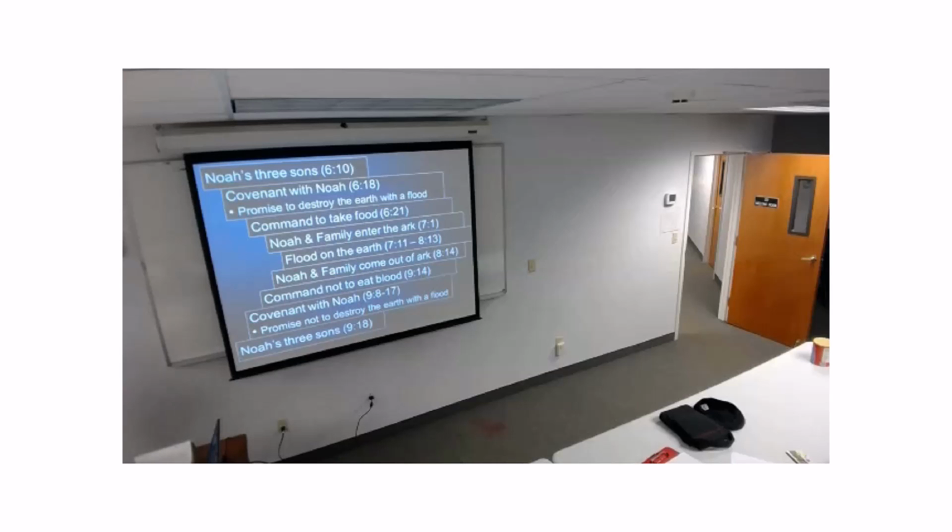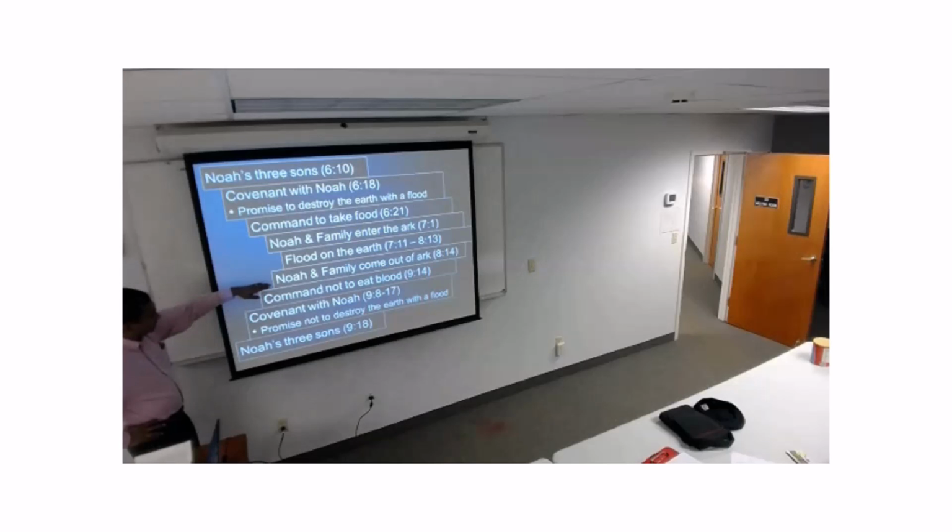And then in chapter 7, when everything is finished, Noah and his family entered. So it's just 8 people. Noah, his 3 sons, and their wives. They entered the ark. And then in chapter 7 and 8, you see the flood happen. That's the peak of this chiasm. And then you see now the mirror image. Chapter 8, verse 14, the family in the flood come out of the ark.